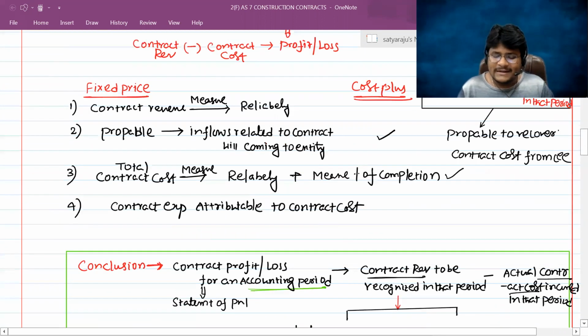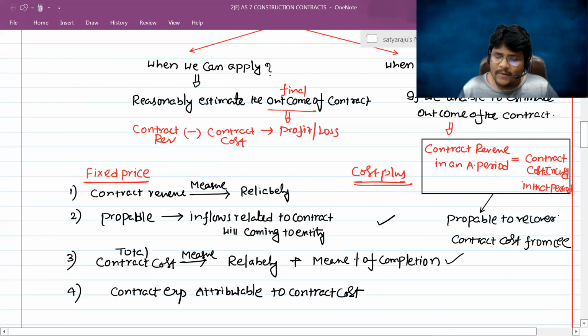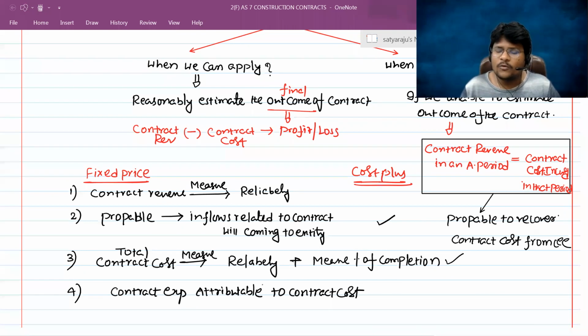Now, when can you treat the outcome of the contract as estimated reliably? For a fixed price contract, if you can measure the contract revenue and contract cost reliably, and it is probable that inflows will come to the entity, and the contract expenditure attributable to the contract is also measured reliably. But in case of a cost plus contract, if you can fulfill two conditions, that is more than enough to say we can easily estimate the outcome of the contract.